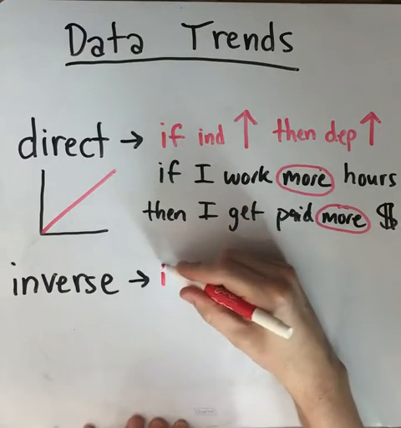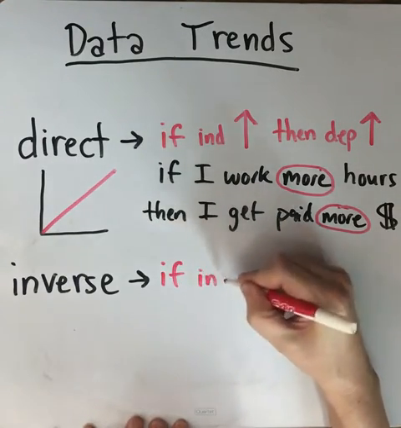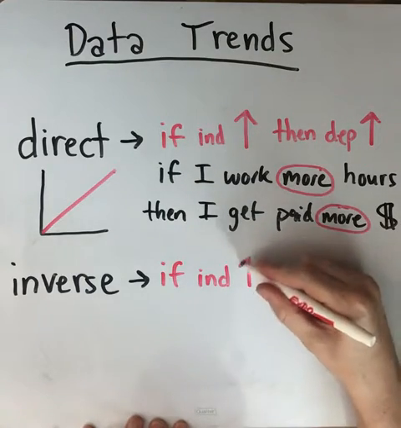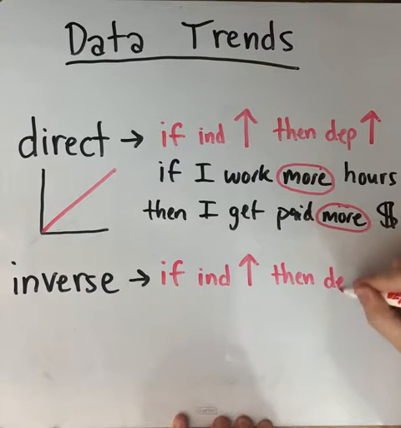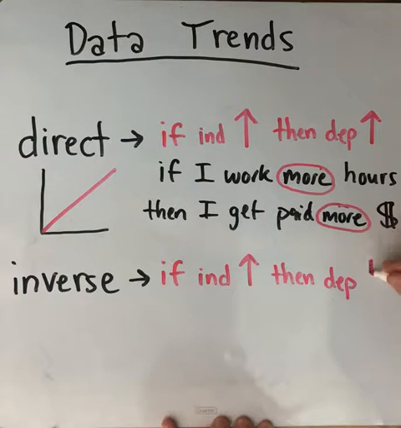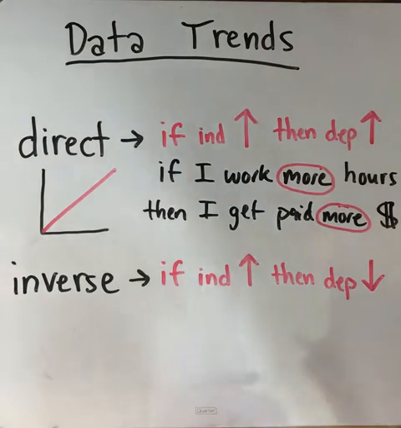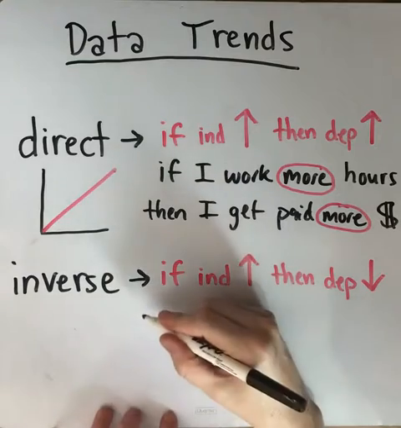With an inverse trend, if the independent variable increases, then the dependent variable decreases. They are doing opposite things. If one gets big, the other gets small, and so on. A good example of this in real life is the points that you lose on a test.